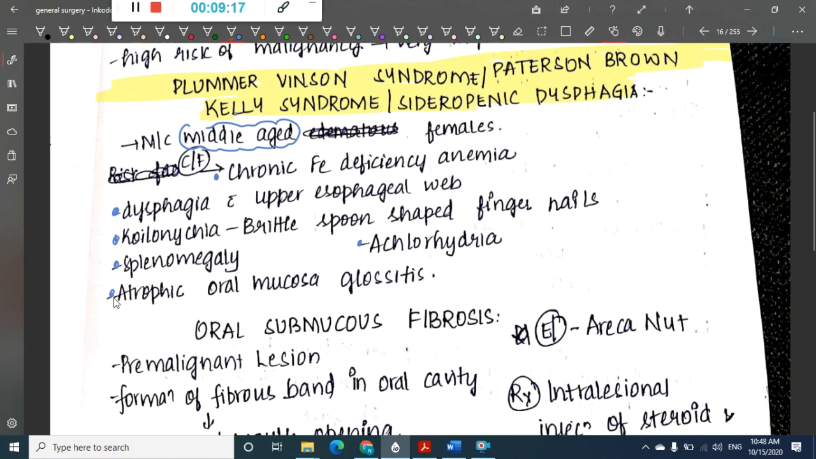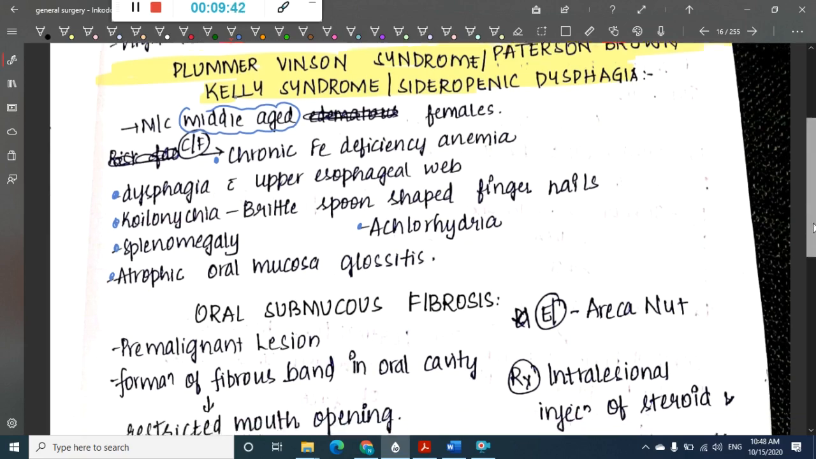So in this Plummer-Vinson syndrome you have the following features. What are they? There is chronic iron deficiency anemia, dysphagia with esophageal web. There is koilonychia, that is brittle spoon-shaped fingernails. There is splenomegaly, achlorhydria, and atrophic oral mucosal glossitis associated with this Plummer-Vinson syndrome or Peterson-Brown-Kelly syndrome.